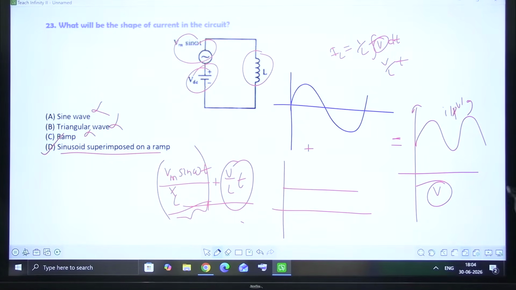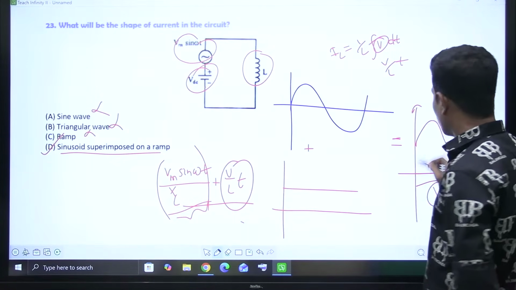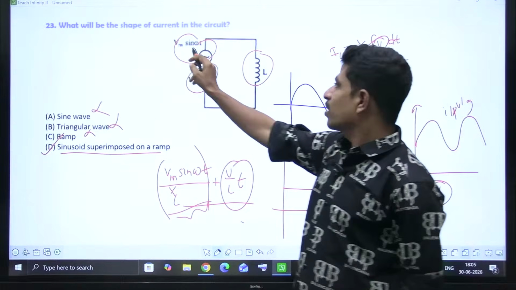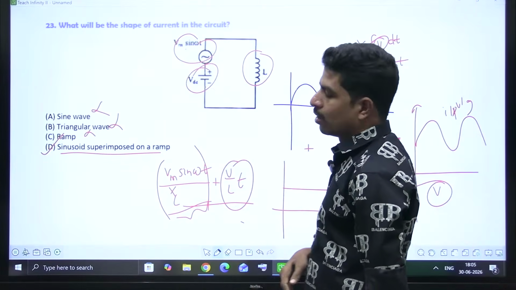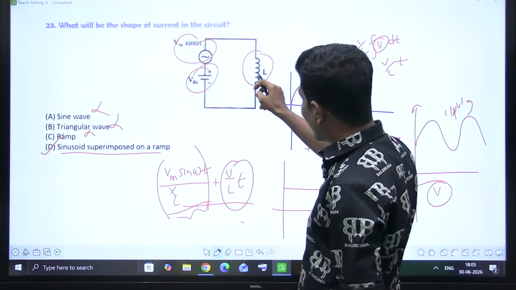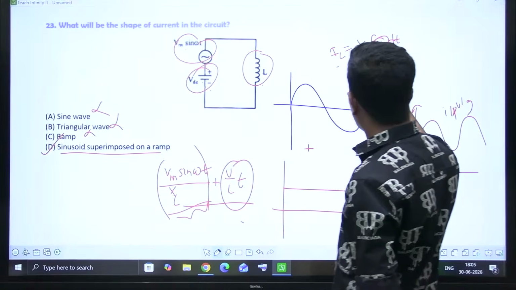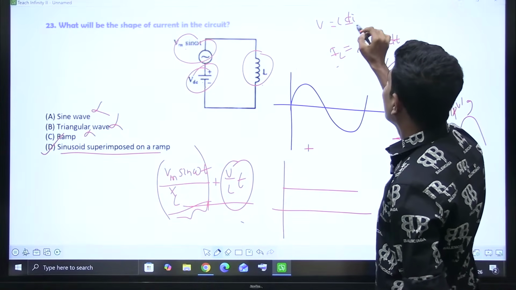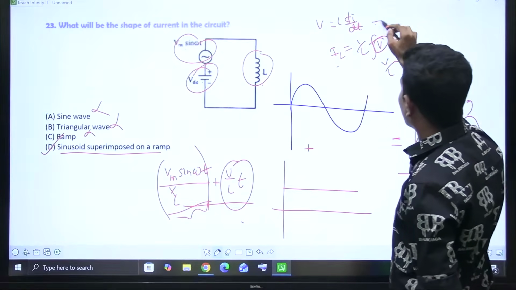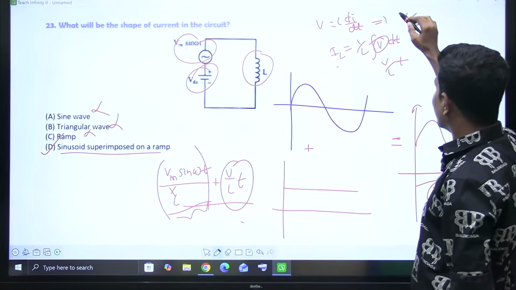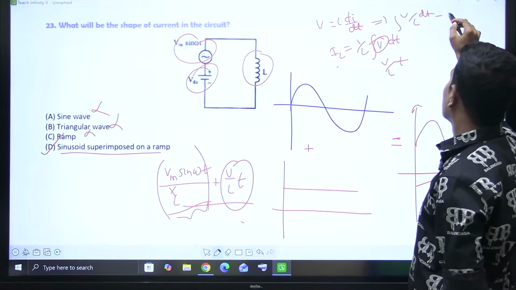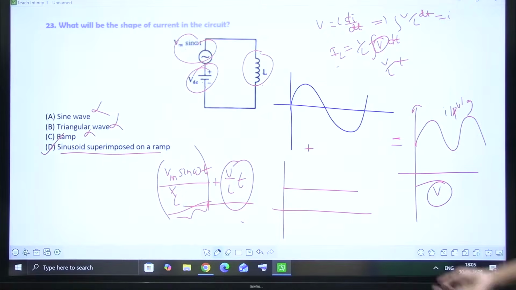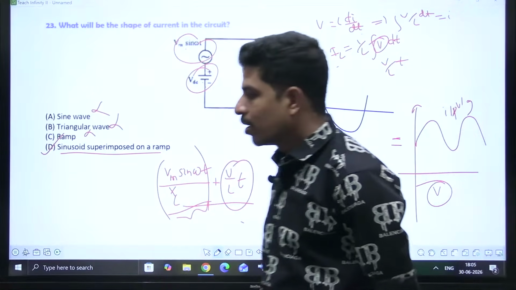I thought about voltage source. Voltage source is this one only. But current is, as you are giving sinusoidal, current will be sinusoidal. But when you are giving DC to an inductance, IL is equal to 1 by L integral V. V is equal to L di by dt. Now from this, V by L equals di by dt, integrate dt to get I. The same thing. V by L into T. Integration of a constant is ramp.